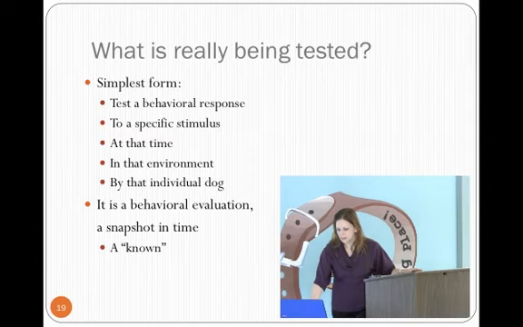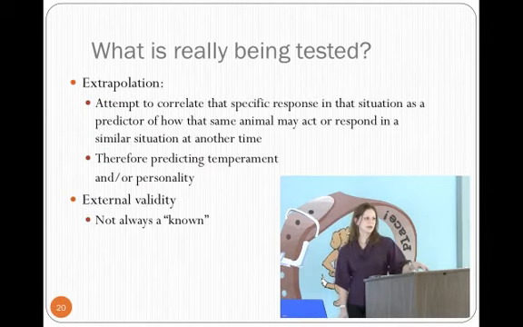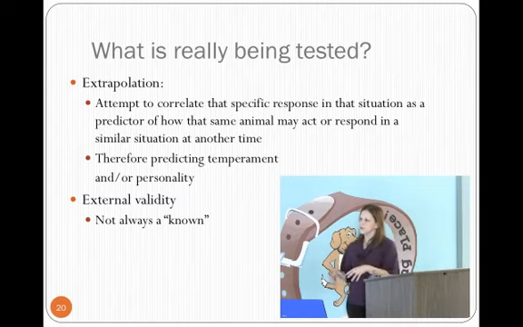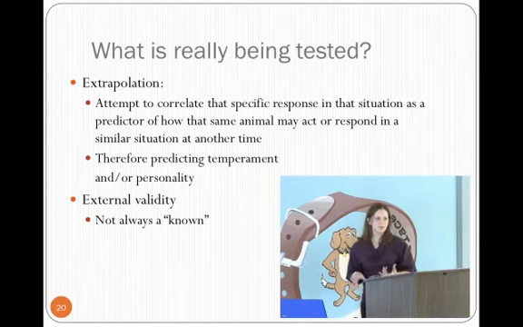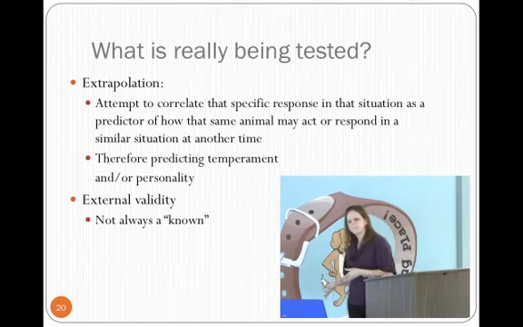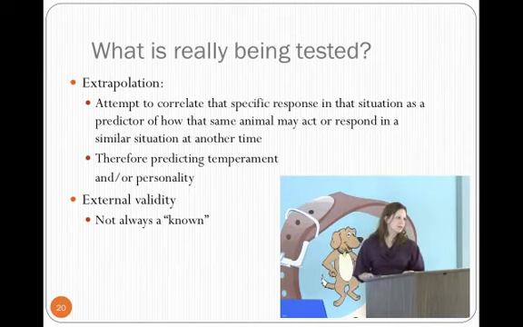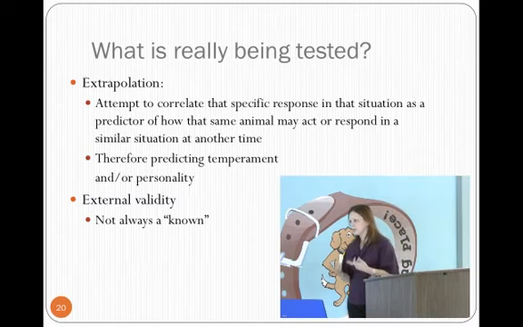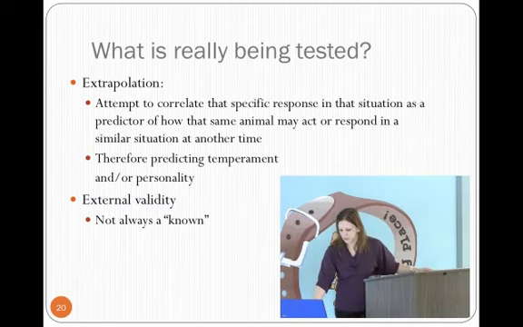The thing that gets things a little muddy, however, is that we're trying to use that known and extrapolate to different situations. So we're trying to correlate that specific response in that situation in that individual animal at that time as a predictor of how that same animal is going to respond in a similar situation at a different time. And therefore, that would theoretically be predicting temperament and or personality, depending on which one you want to call it. And this is something that we look at external validity. So can we take what we know here in our testing population and apply it to the rest of the population out in the real world? And this is something we don't know. We haven't determined that yet, officially at least.